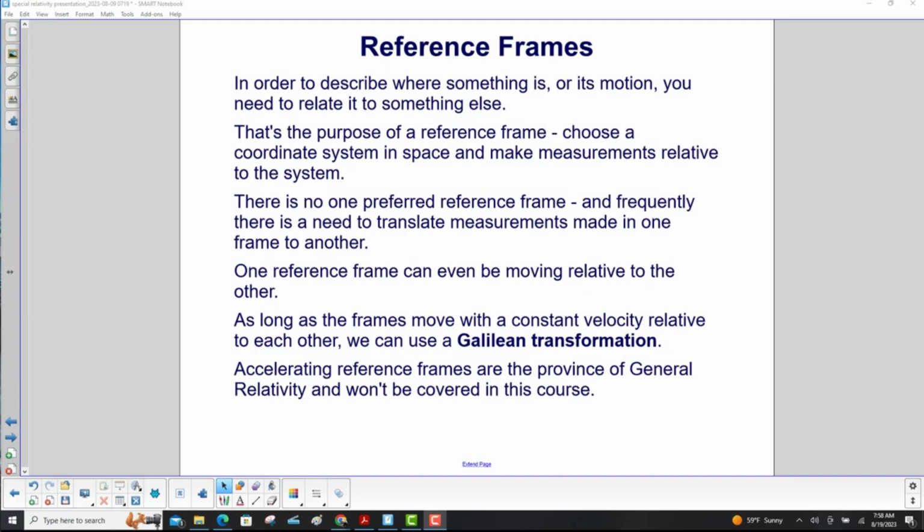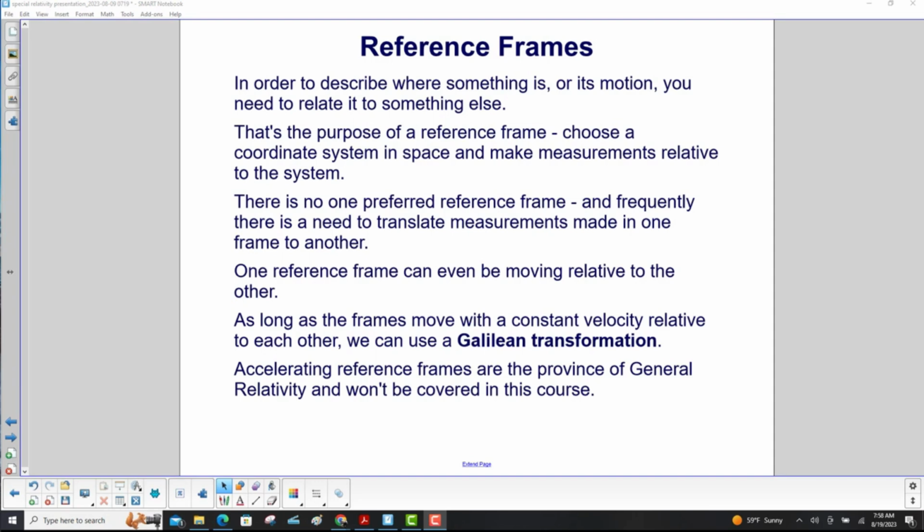In order to describe where something is or its motion, you need to relate it to something else. That's the purpose of a reference frame. Choose a coordinate system in space and make measurements relative to the system. There is no one preferred reference frame, and frequently there is a need to translate measurements made in one frame to another. One reference frame can even be moving relative to the other.